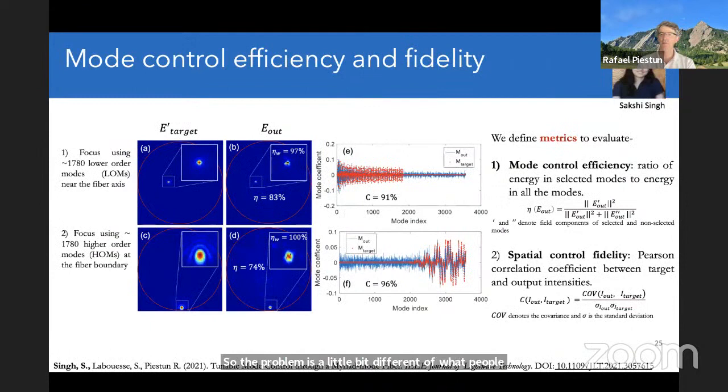And we have two metrics. One is the mode control efficiency, which is the ratio of energy in the selected modes to the energy in all the modes. So if we want to have all the energy in the lower modes and we have 10% of the energy in the higher modes, then we say that we have 90% efficiency. And then the spatial control fidelity, essentially how good is the signal with respect to what we want to achieve. We use the Pearson correlation coefficient, think of some type of correlation, to see that what we created in the fiber matches what we want.